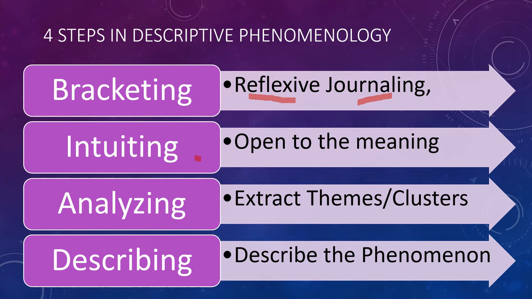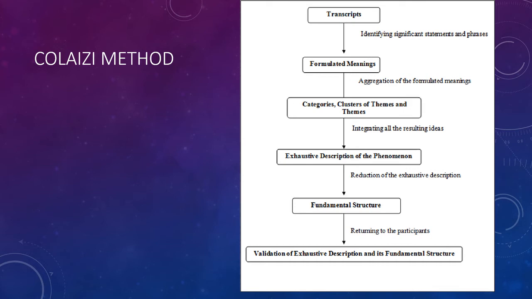And then analyzing. When you have all the transcripts, you extract the themes, and then you cluster them until you come to the meaning or the description of the phenomenon. And then there is describing the phenomenon based on the themes and clusters that you have identified. Qualitative methods are very popular in descriptive phenomenology, and this is very common in Husserlian phenomenology using the qualitative method.